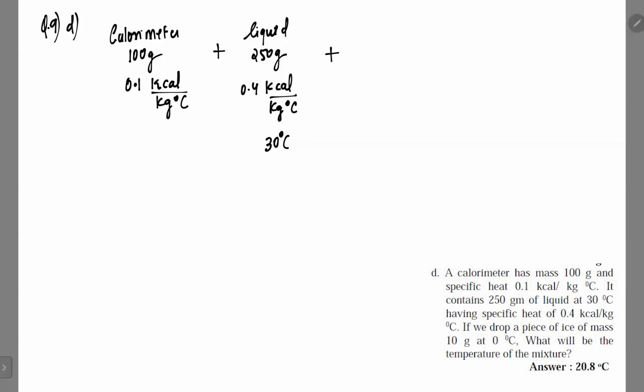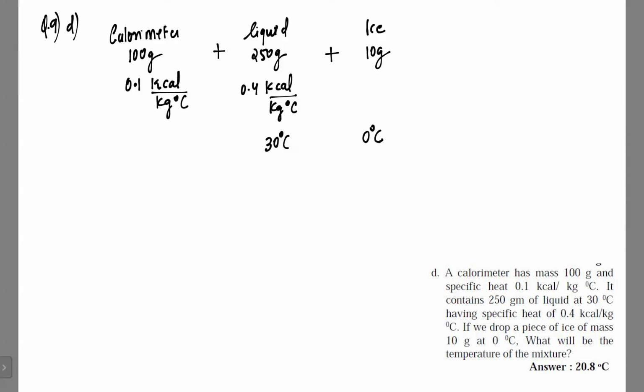Now they have said if we drop a piece of ice, यानी इसमें ice भी आ गया. So now I have ice. If we drop a piece of ice which has a mass of 10 gram, and ice is at 0 degree Celsius. So don't you think in this case there are three things which are mixing, which are participating? Calorimeter, liquid and ice, three things are participating.